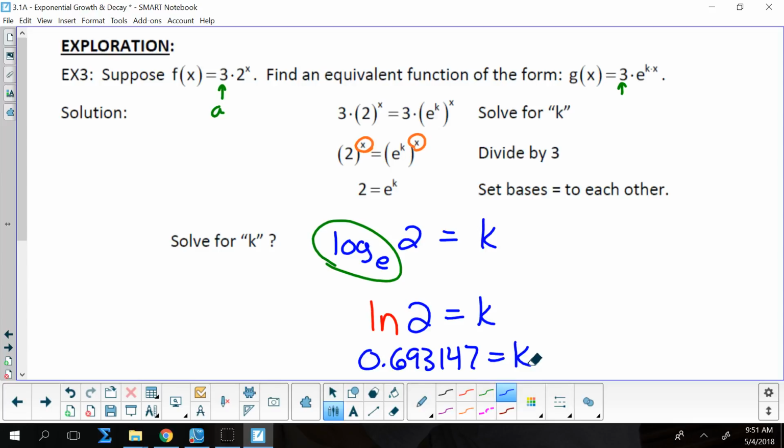G of x is an exponential function with base e. Is it also a growth function? It should be because we set them equal to each other, right? Okay. Does this k value give me an exponential growth function? Yes, because it's positive.